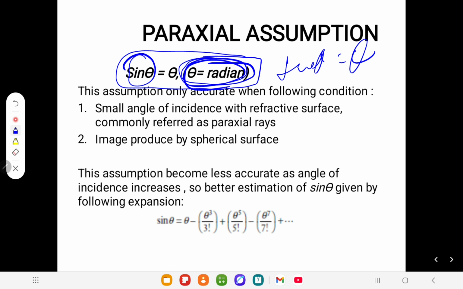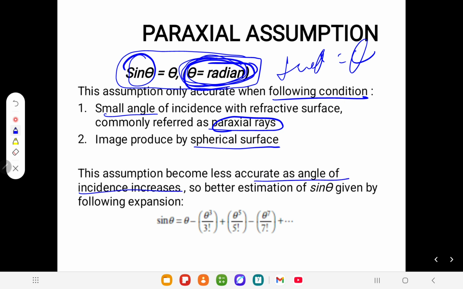Okay, must be in radians. This assumption is only accurate when the following two conditions hold. It's not accurate in every scenario, and that's where aberrations come in. It's accurate when there is a small angle of incidence with the refractive surface, commonly referred to as paraxial rays, and when the image is produced by a spherical surface. The main important clause that we have to understand is the small angle of incidence. The angle of incidence must be small. Those are the two conditions where sin theta equals theta or tan theta equals theta when theta is in radians. This assumption becomes less accurate as the angle of incidence increases.